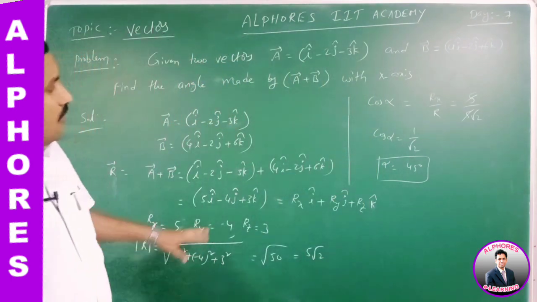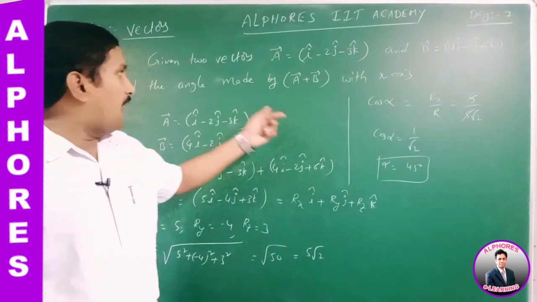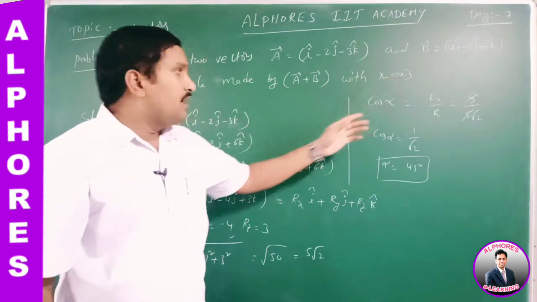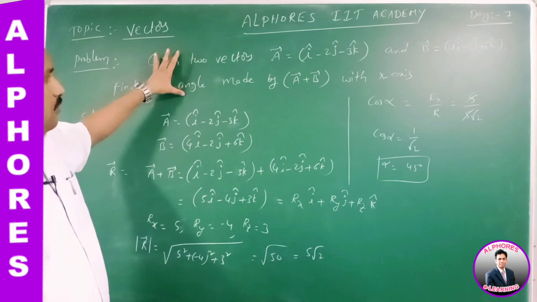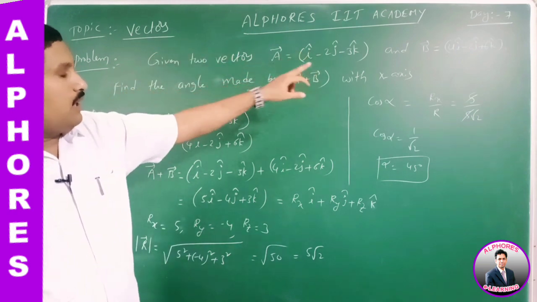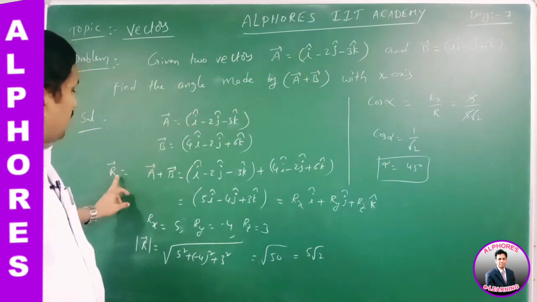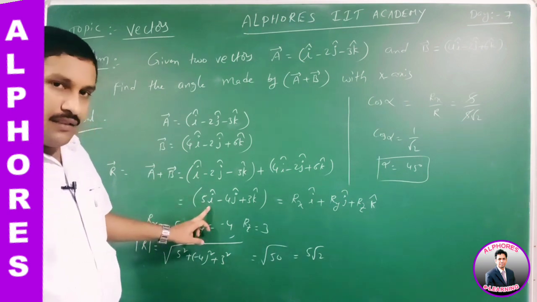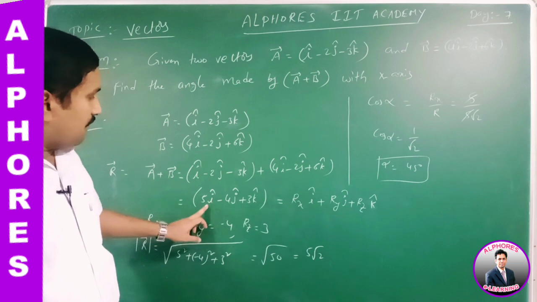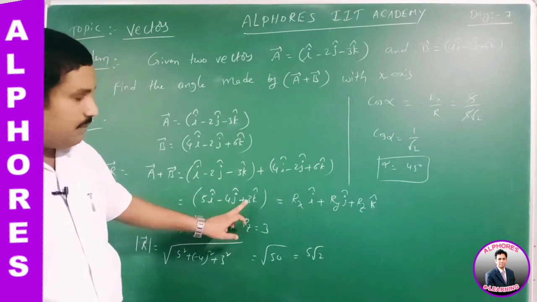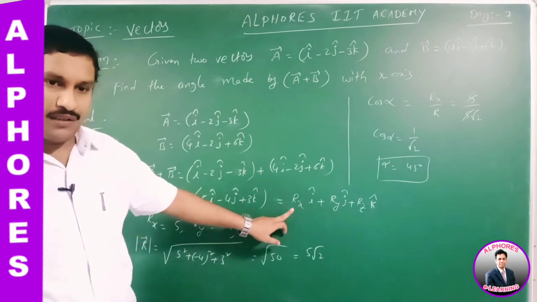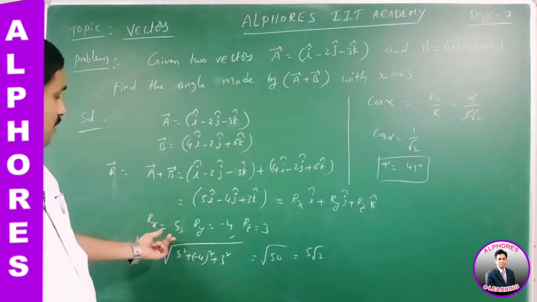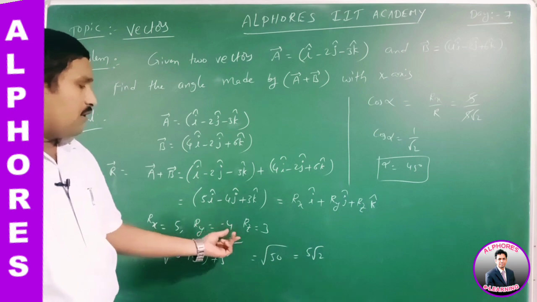So this is the method to find the angle made by a bar plus b bar with the x-axis. Initially, from the question I take a bar and b bar. After that I find the resultant of both vectors, that means a bar plus b bar, which is 5i cap minus 4j cap plus 3k cap. It is compared with this vector as per resolution. After comparison, rx, the x component of the resultant vector, is equal to 5, the y component is equal to minus 4, and the z component is equal to 3.